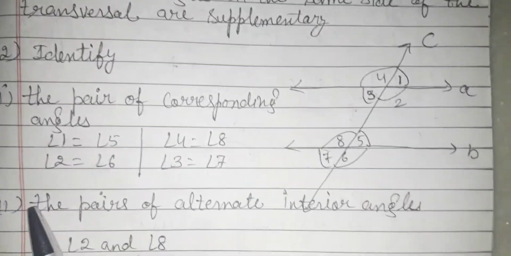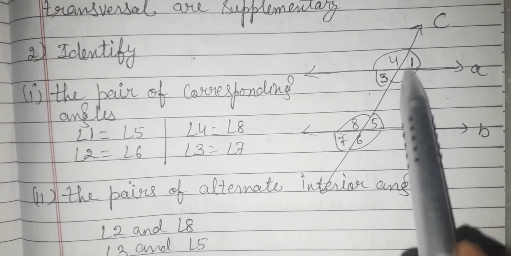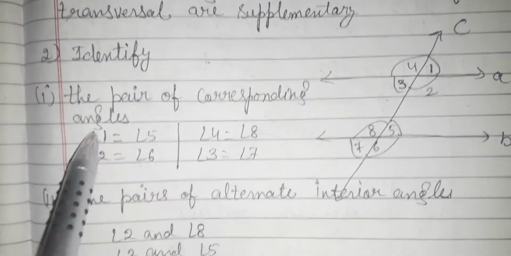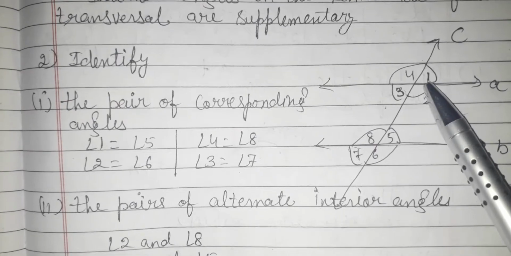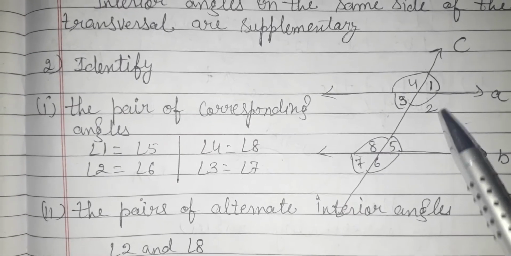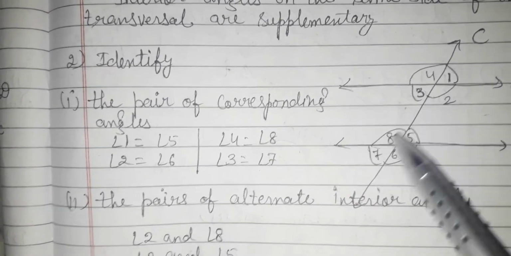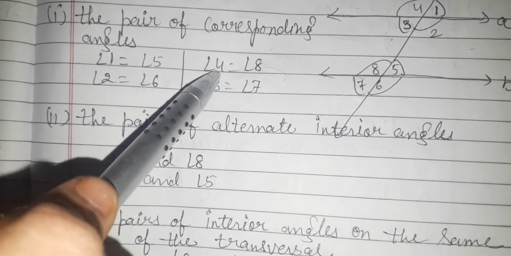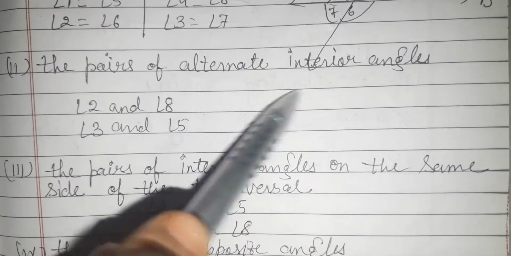Second question, identify. There are 8 angles given, 1 2 3 4 5 6 7 8, and you have to find the pairs of corresponding angles. There are 4 pairs of corresponding angles. The corresponding angle of angle 1 is angle 5, of angle 2 is angle 6, of angle 4 is angle 8, and of angle 3 is angle 7. It means angle 1 is equal to 5, 2 is equal to 6, 4 is equal to 8, 3 is equal to 7.